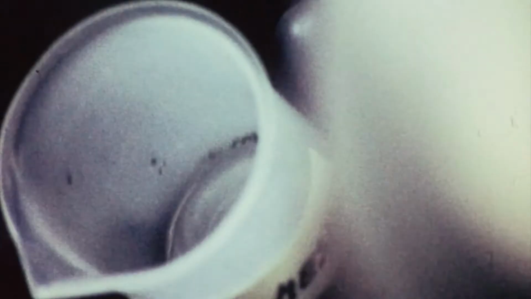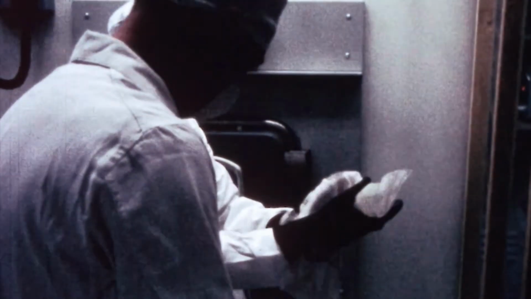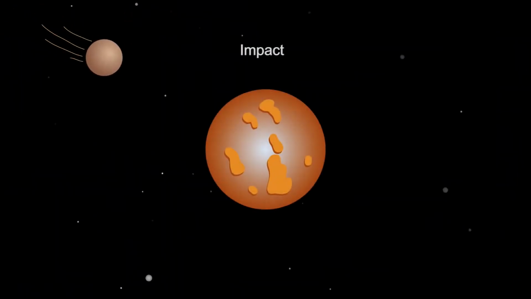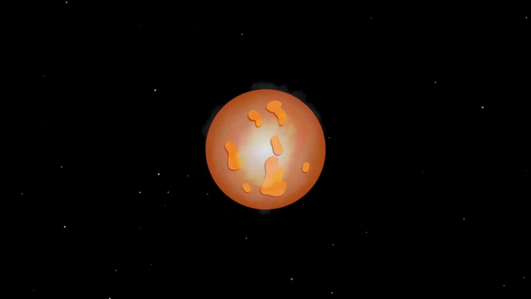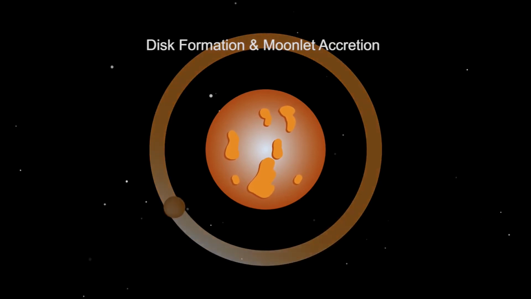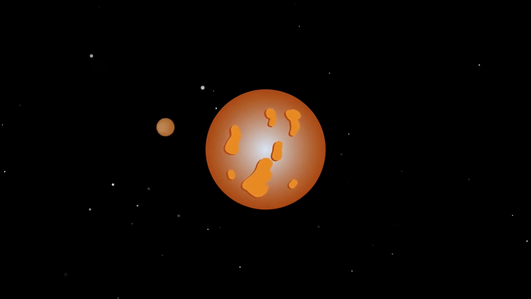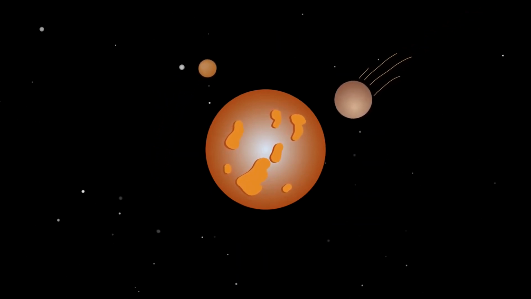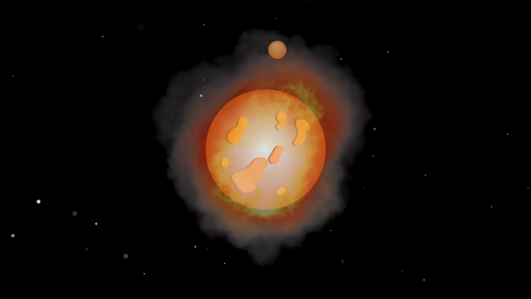A later hypothesis, thought up in 2017, came up with a solution to this problem. It's called the multi-impact scenario, where a rain of small debris fell onto the Earth instead of one giant object. The rest of the theory is the same, where vaporized material blasted into space eventually clumped together to form the Moon.